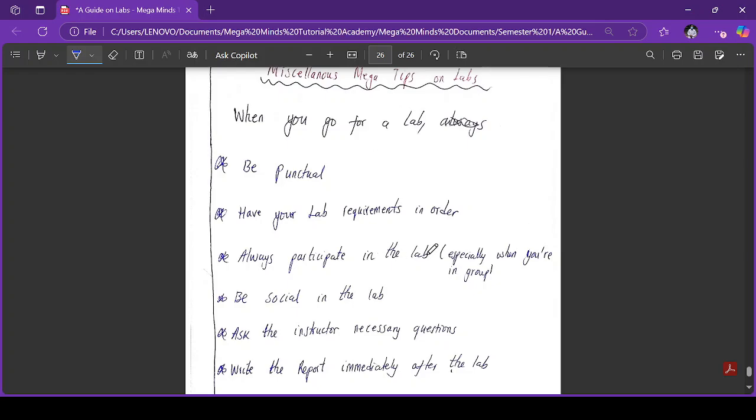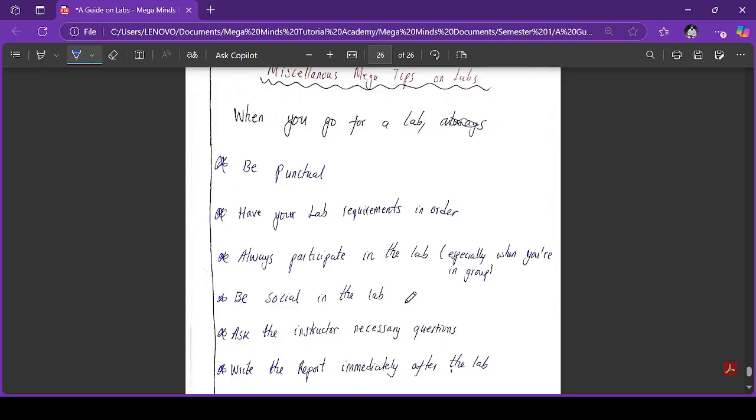Especially when you're in a group, or even if it's not group work, always ensure you participate. You ask where you are not clear. This will help you to remember what to write in the lab report. At least you have much to write on.